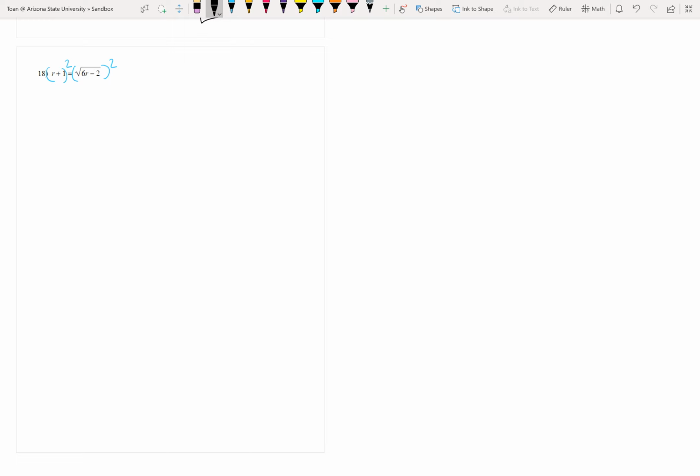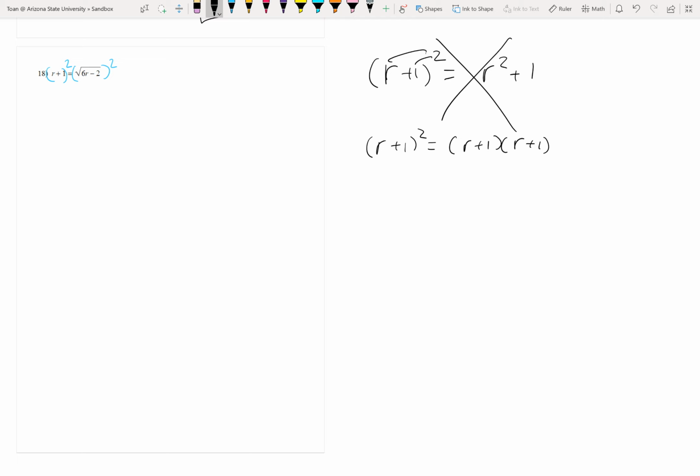Common mistake I saw, people doing this. Oh, I'm going to distribute the 2, r squared plus 1. This is bad. You cannot distribute the exponent because it's a binomial. There's a plus in there. So r plus 1 squared, you either know the pattern, or it's just r plus 1 times r plus 1, and you go ahead and FOIL it that way. That's r squared plus 2r plus 1.